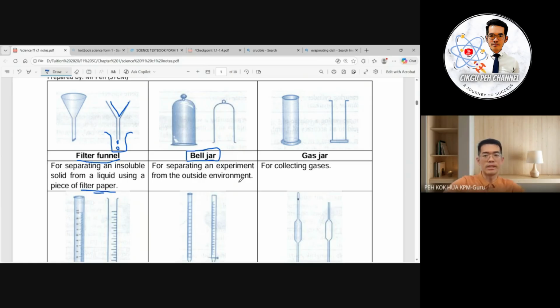So that means inside the bell jar, we can put the plant together with one chemical we know as potassium hydroxide or sodium hydroxide. The chemical can be used to absorb carbon dioxide, so that the environment inside the bell jar actually does not have any carbon dioxide, but outside there is carbon dioxide.